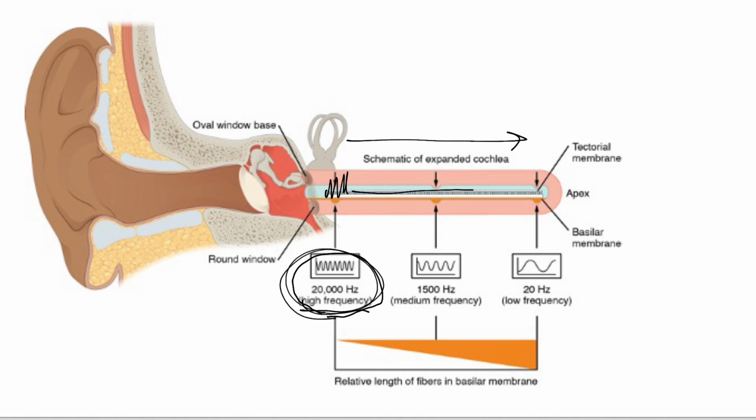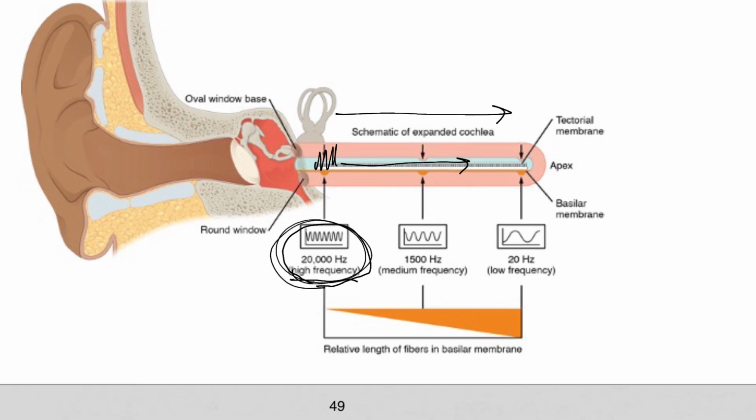As you move down the cochlea, the connective tissue fibers, and the basilar membrane is just the membrane that the hair cells sit on top of.